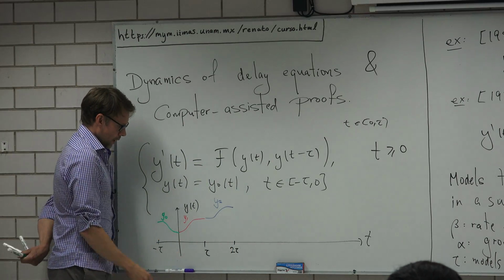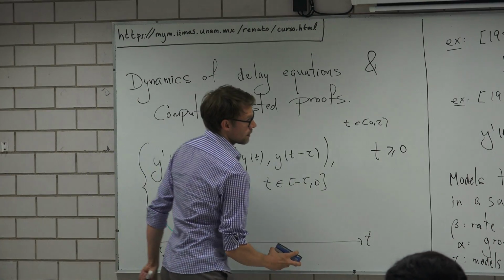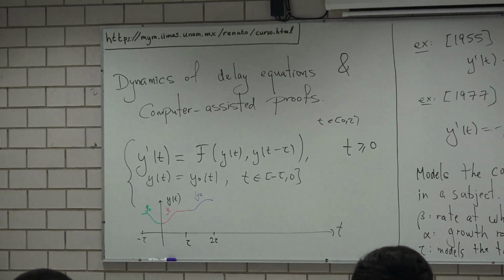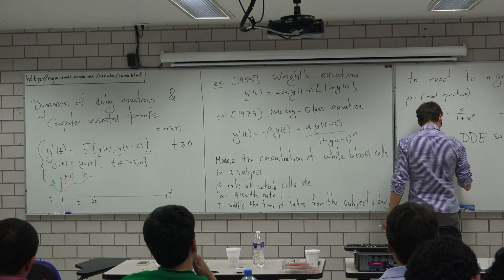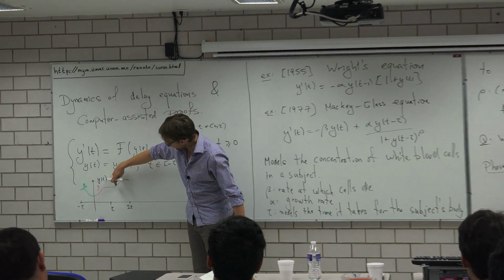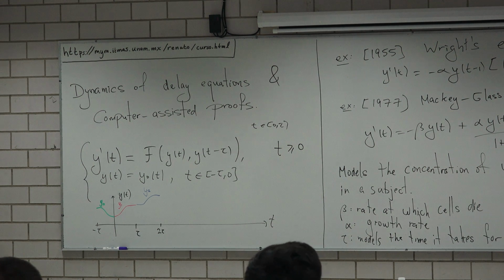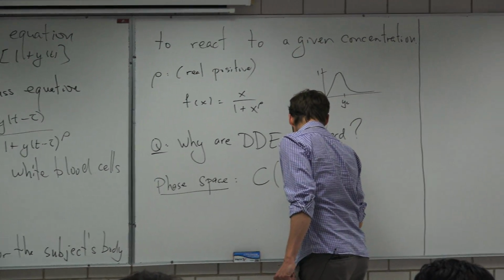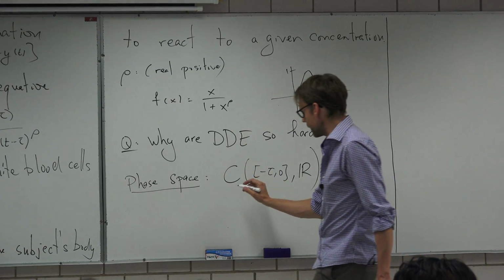But the point is that at each time t, I really need the history. So the phase space, if I come back here, at any time that I'm here, I need the history. I can always shift back to the interval minus tau, 0. So the phase space is really the function space of continuous functions from minus tau, 0 into R. So this is an infinite dimensional phase space.